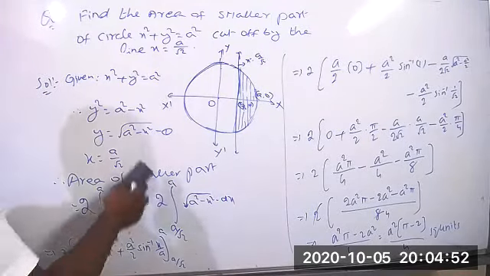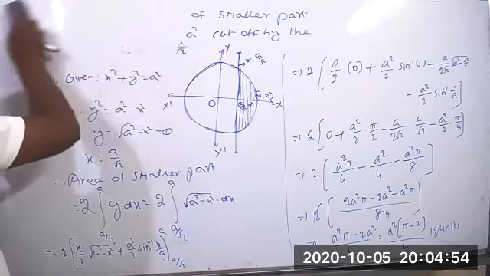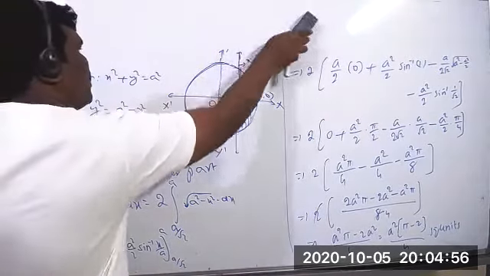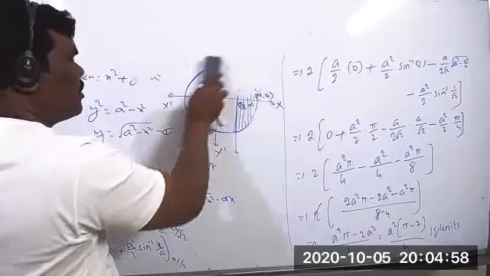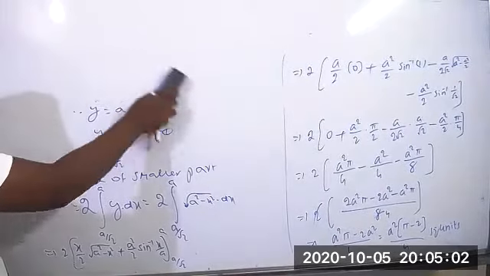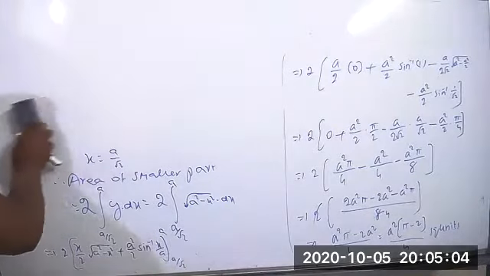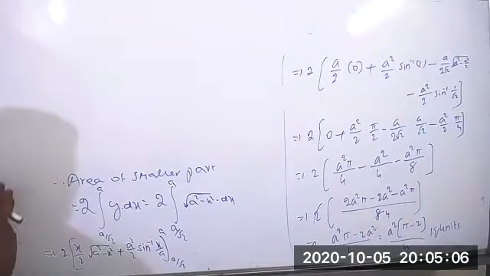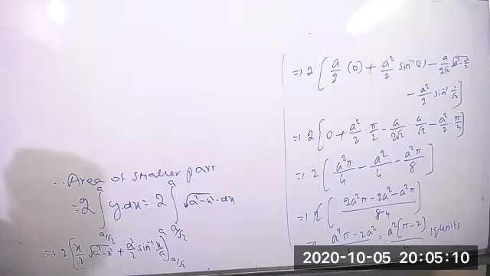I was saying that y is equal to under root a square minus x square. We don't have to substitute the x value as a by root 2; that is also required, no? If I substitute, I'm getting y is equal to a by root 2, sir.